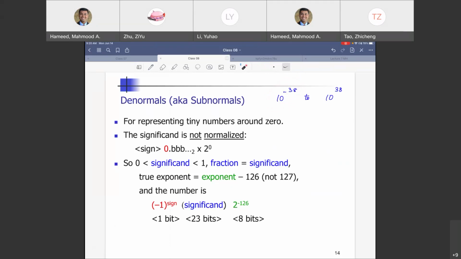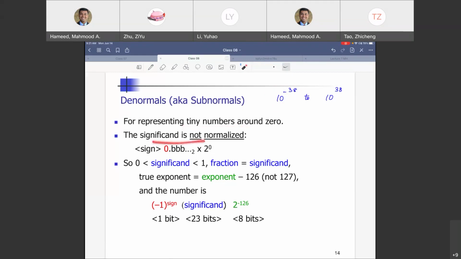If my number is smaller than 10 raised to negative 38, I should have a way to represent that. Because you see, there was one bit that was sort of implicit, right? That 1. So if I use that 1 position, I may be able to represent even smaller numbers than 10 raised to negative 38. So that is going to be my denormalized numbers, used for tiny numbers around 0. It could be positive or negative, depending on the sign of the number.